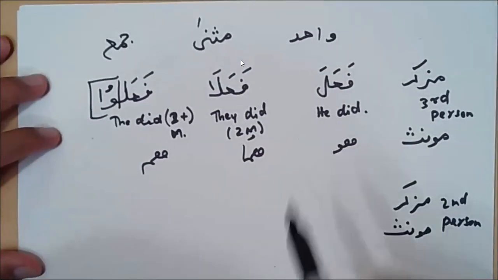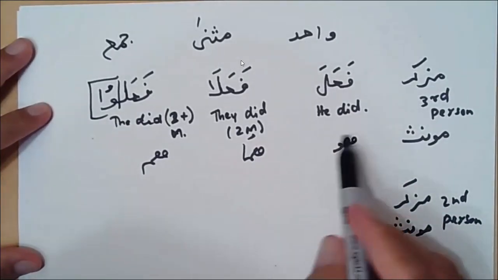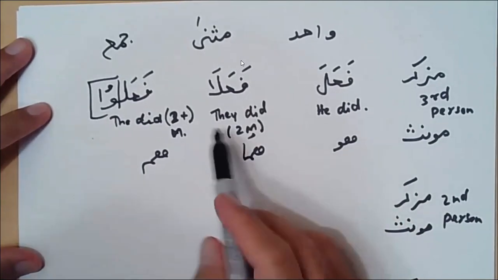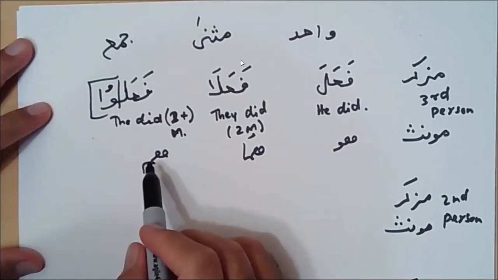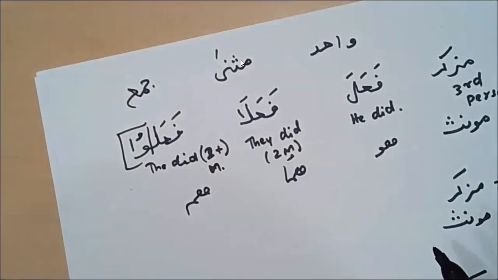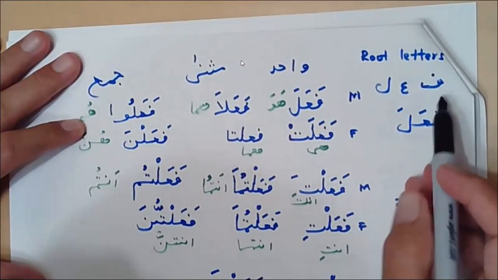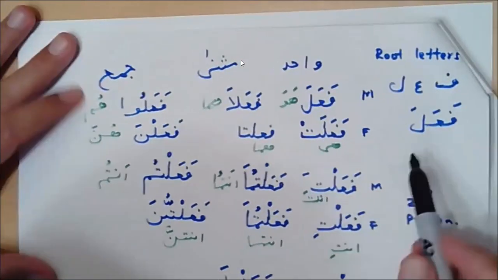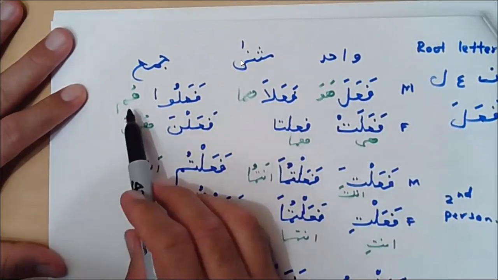So if I say fa'ala, you would know that it is he did, and the pronoun hidden is huwa. Fa'ala, the pronoun hidden is huma. Fa'alu, the pronoun hidden is hum. Now if we do the female of that, it will become like this. Let me show you. The root letters are fa, ayn, and lam. In the male third person: fa'ala, fa'ala, fa'alu.